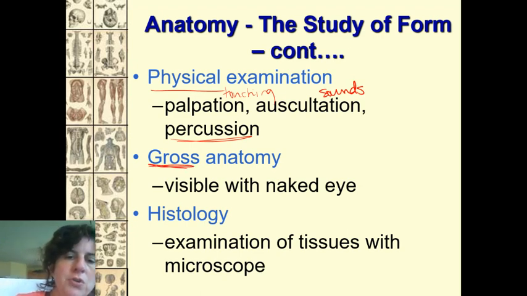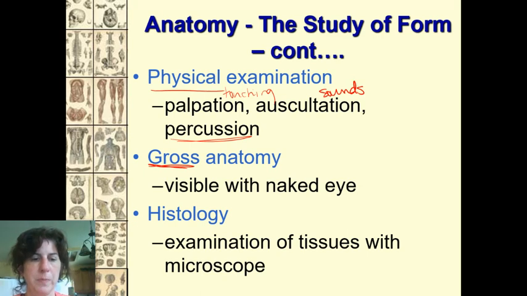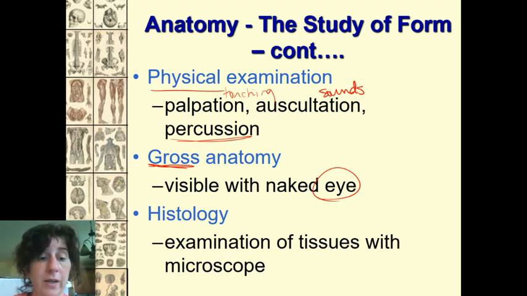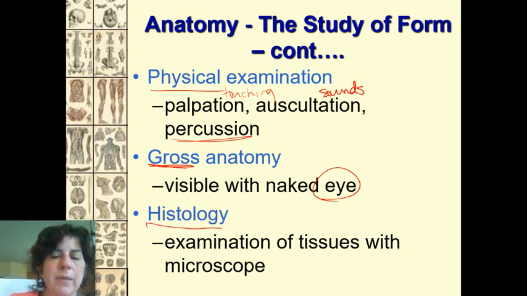Gross anatomy. Gross just means the large picture. Gross really means large, big in French. But gross anatomy is the big picture, or what I could see without needing something special. I'm not going to need a microscope or anything to look at it. I can see your face. I can see your eyes in general. I can't see things like the receptors on your retina, but I can see your eye as a whole. So that's gross anatomy. Histology is that microscopic.